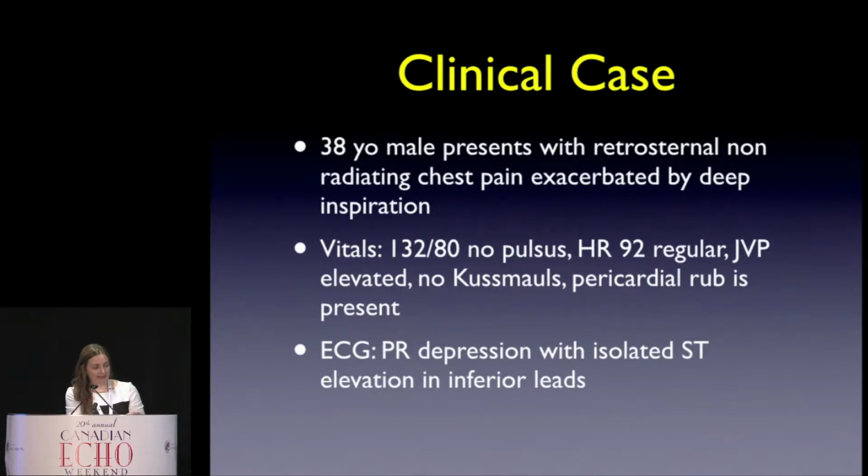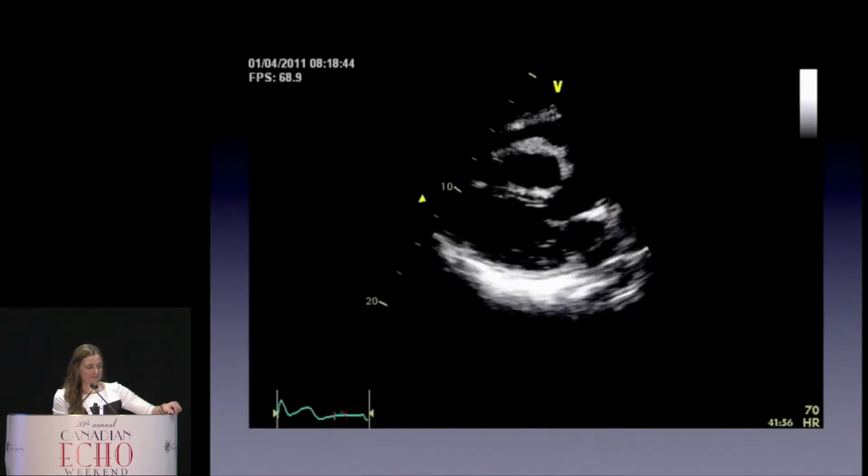So my clinical case is a 38-year-old gentleman who presented with a retrosternal non-radiating chest pain that was made worse with deep inspiration, as well as laying flat. Initial presentation, he had stable vitals. His JVP was up, but he did not have a Kussmaul's. There was no pulsus paradoxus, but a rub was appreciated. And the ECG showed PR depression with isolated ST elevations inferiorly. So he's meeting criteria for acute pericarditis.